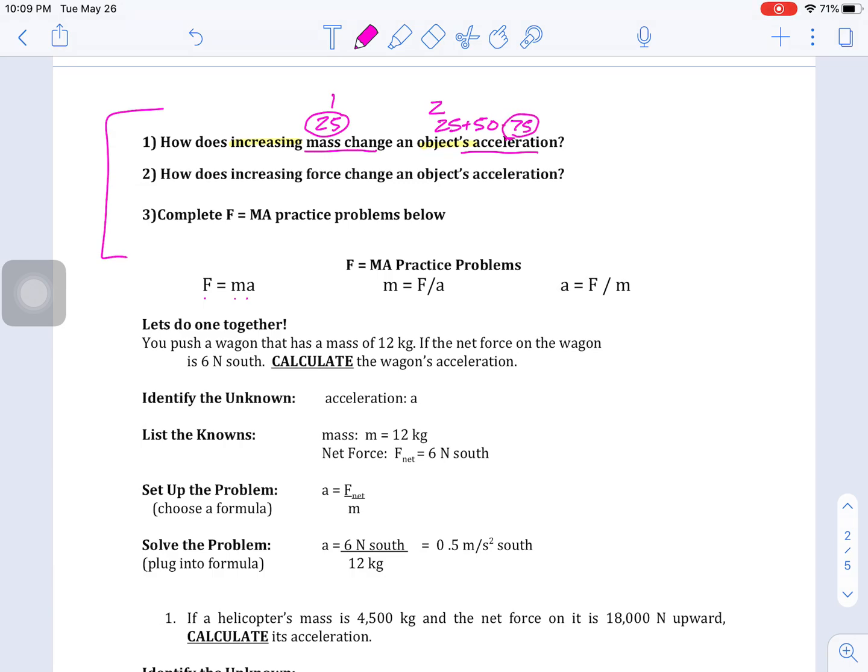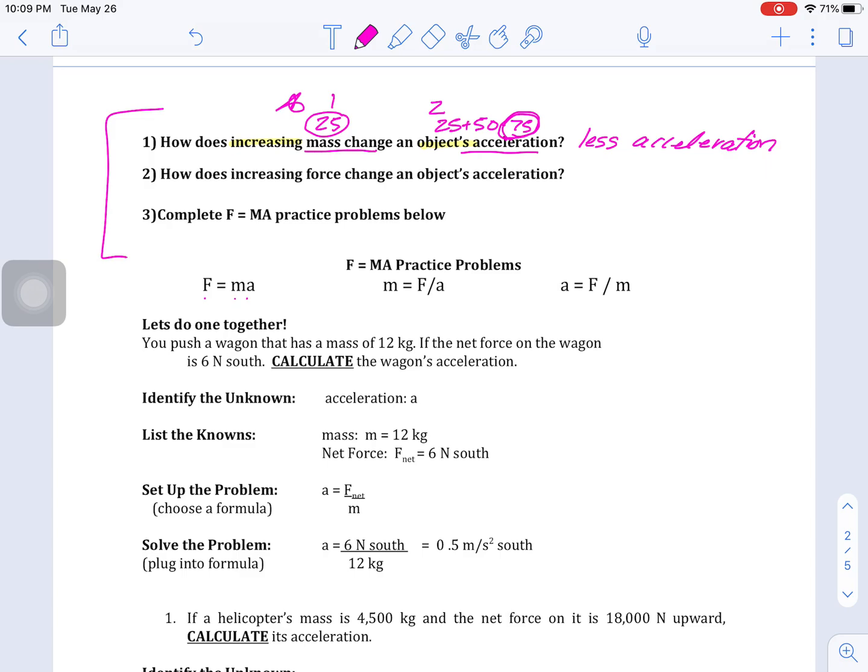I know it's much more difficult to move the object with more mass, therefore it has less acceleration. It's harder to speed it up and slow it down. I would much rather over here push just the one daughter in the single stroller. So by increasing the mass, I am lowering the object's acceleration.